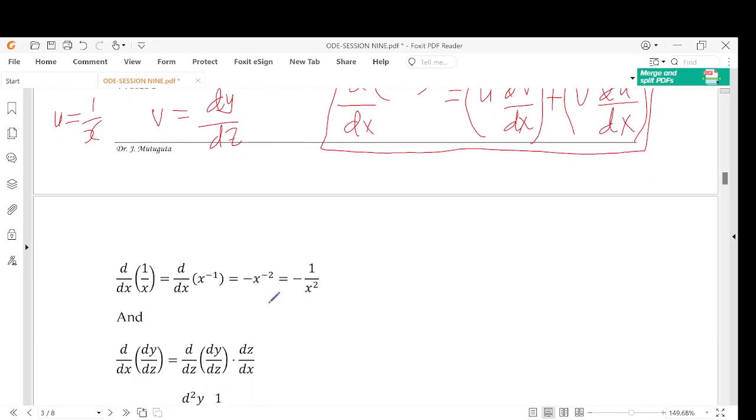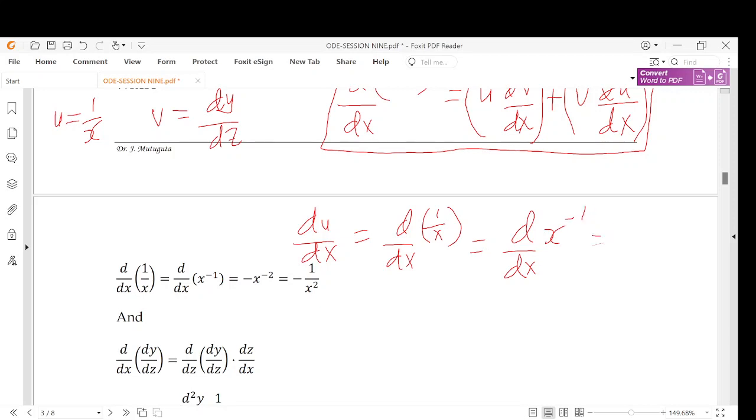Now when we want to differentiate u, du by dx is equal to the derivative with respect to x of 1 over x, which we write as the derivative with respect to x of x to the power minus 1. This is minus 1 times x raised to the power minus 2, which is minus 1 over x squared. So the derivative of u with respect to x becomes that.